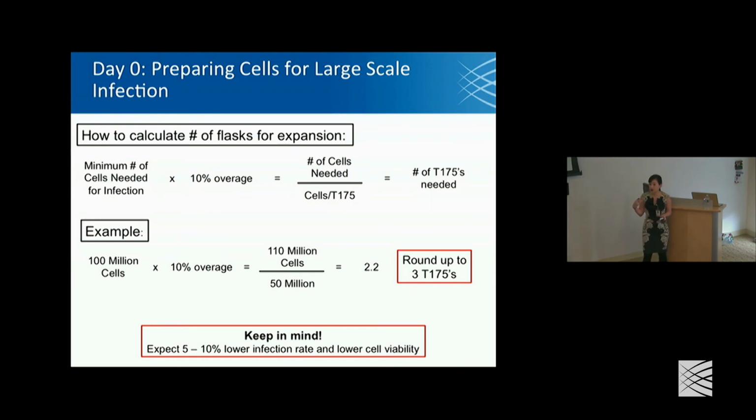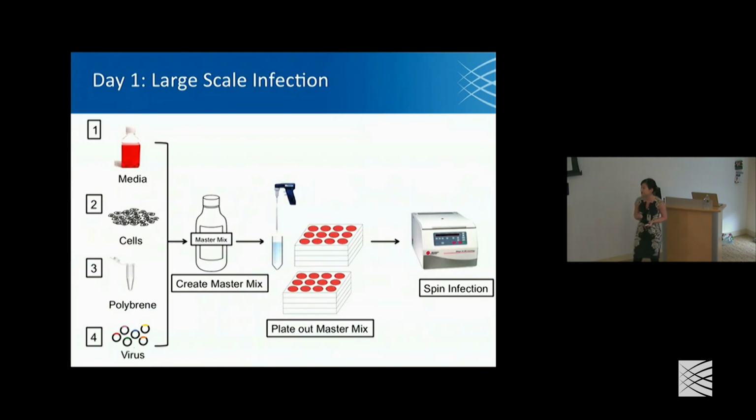We also want to know how many flasks to expand up to when we're doing this infection, so we're going to divide that by our cells per T175 to give us how many flasks we need for expansion. So if we needed 100 million cells and we had 10% overage, we get 110 million cells. We know we can fit 50 million cells per T175. That gives us 2.2 T175s to expand up to. Since we can't see 0.2 T175s, we're just going to round that up to 3 T175s. So 110 million cells into 3 T175s. This, again, gives a little bit more insurance to make sure we have more than enough cells for infection. Now that we have our cells ready for infection, we can proceed to large-scale infection.